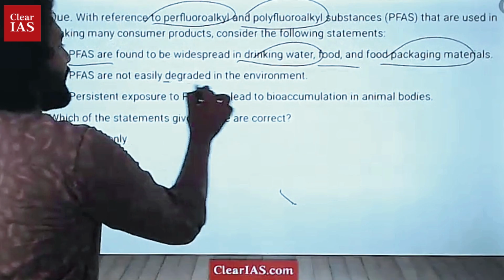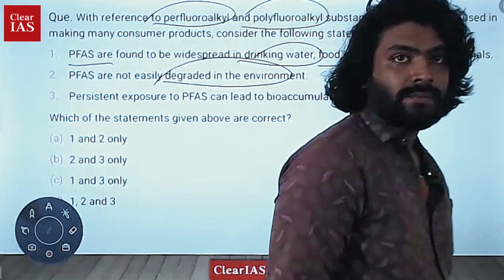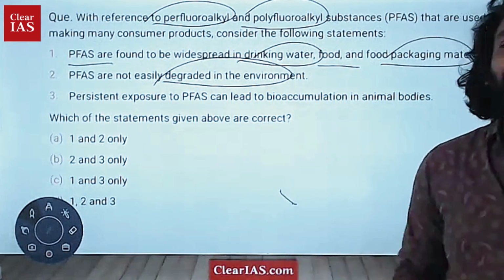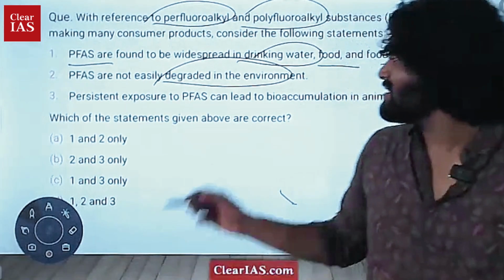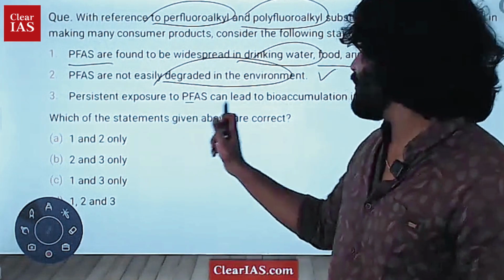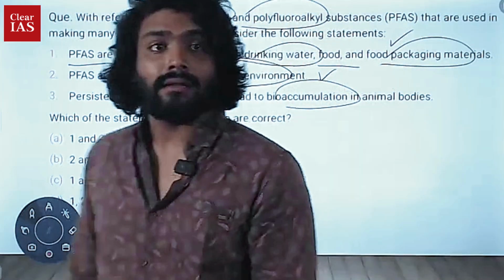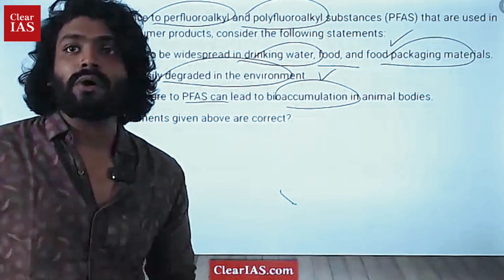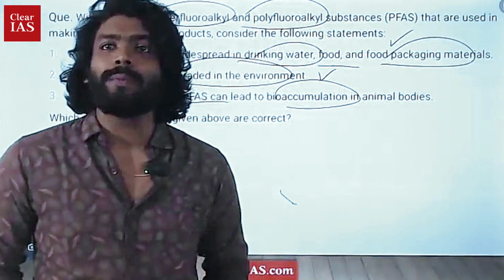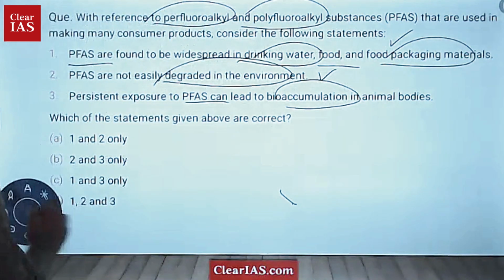Second statement: PFAS are not easily degraded in the environment. If we have read about persistent organic pollutants, PFAS are a kind of persistent organic pollutant, and they are not easily degraded in the environment. So the second statement is also correct. Third statement: persistent exposure to PFAS can lead to bioaccumulation in animal bodies. Why not? Again, there is exposure to a harmful chemical, so obviously there should be a chance for bioaccumulation. So all these statements should be correct, and the correct answer is 1, 2, and 3.